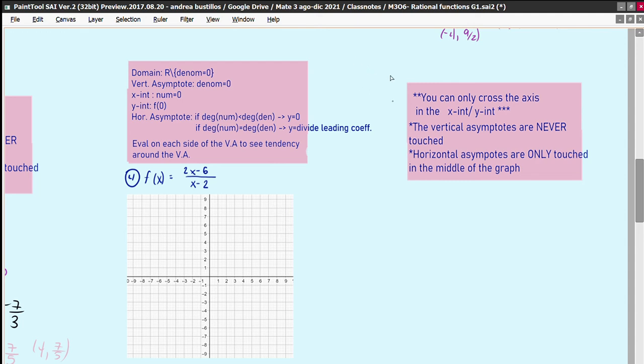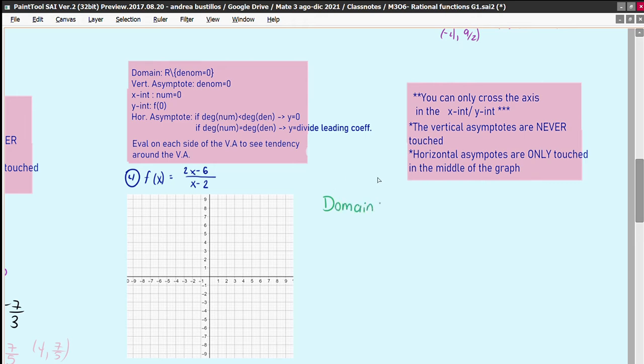Okay, one last example. We're going to graph this function. The first thing we have to do is factorize both the numerator and the denominator. Notice that both of them are already linear expressions, so there's nothing left to do. So the first thing I'm going to do is find the domain.